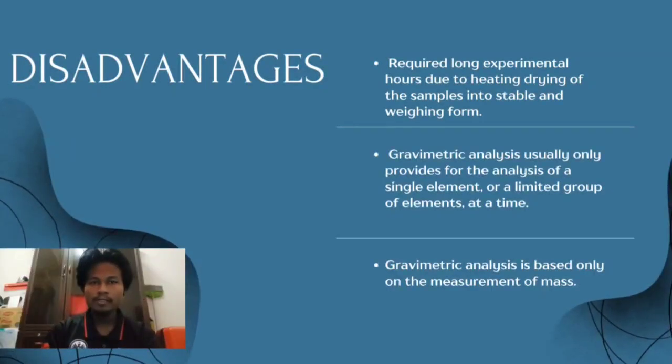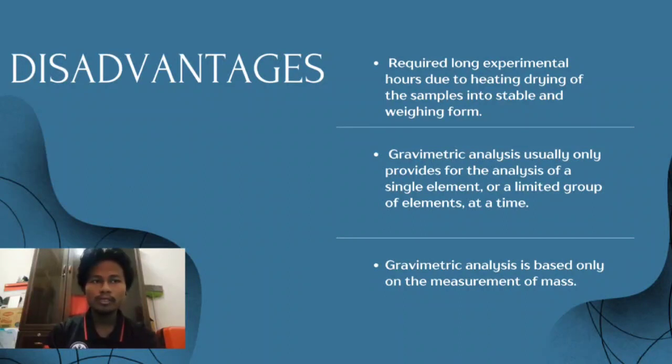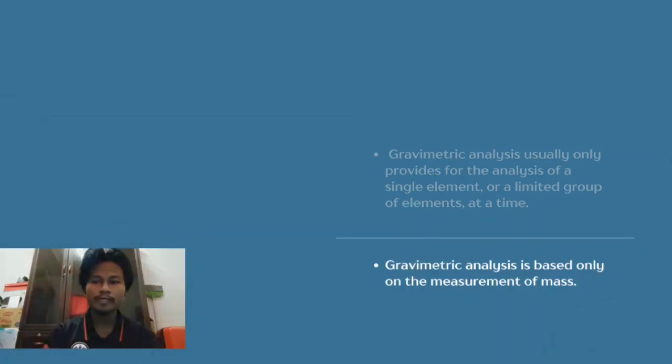Next are the disadvantages of the gravimetric method of analysis. First, it requires long experimental hours due to heating and drying of the sample into a stable and weighing form. Second, gravimetric analysis usually only provides for the analysis of a single element or a limited group of elements at a time. And lastly, gravimetric analysis is based only on the measurement of mass.